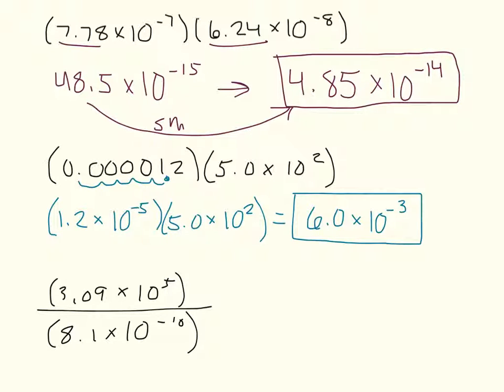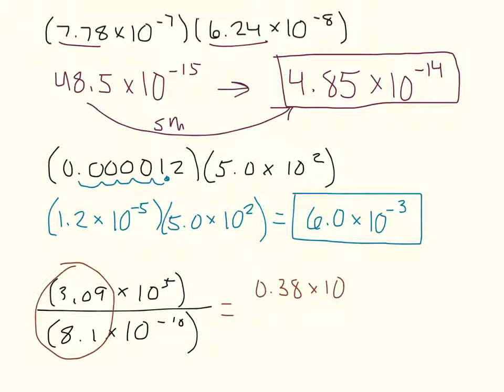Next one is going to be a little bit more tricky because we're dividing. It's still the same idea though. So in these previous problems, because we're multiplying, we multiply the numbers. But in this number, we're dividing, so we're going to divide the numbers. So I'm literally going to divide these two numbers, 3.09 divided by 8.1. And because the number with the smaller amount of sig figs has 2 sig figs, I'm going to just use 2 sig figs in my answer. So that gets me 0.38 times 10 to the something.